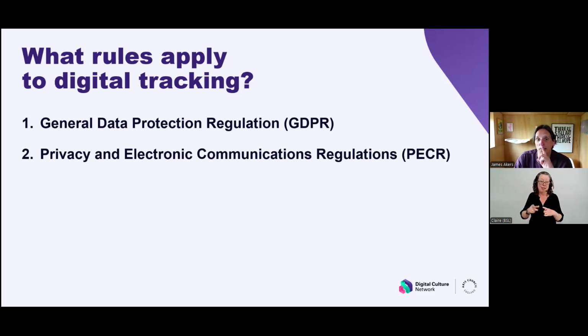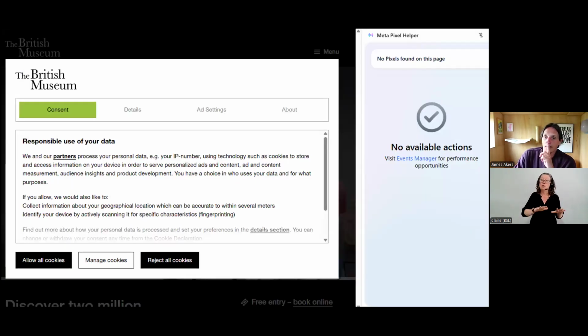And if we go back to the British Museum, this is what happens when I first visit the British Museum the very first time. I get this consent pop-up, and it asks me if I want to allow all cookies, manage the cookies, or reject all the cookies. And you notice I've run the Meta Pixel Helper here, and there are no cookies. The pixel isn't loading. Once I accept cookies or accept the marketing cookies, it will then load the pixel and send data to Meta. If I opted out of it, it shouldn't be doing that. So that's a real compliant way of doing it, and it gives the user a choice.